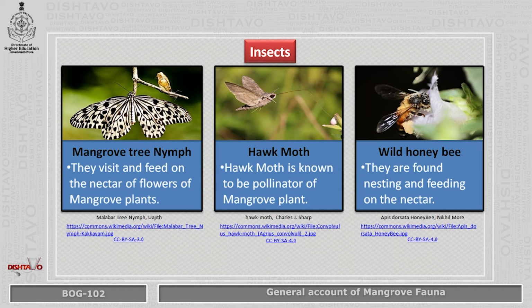The second is the hawk moth. Hawk moth is known to be the pollinator of mangrove plants. The third is the wild honeybee. They are found nesting and feeding on the nectars of the mangrove flowers.